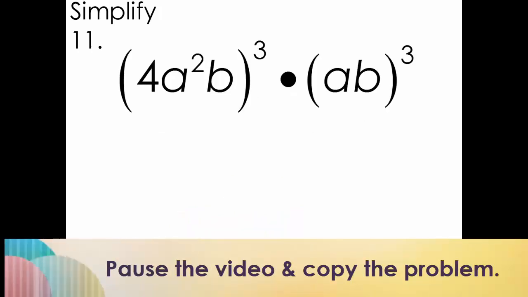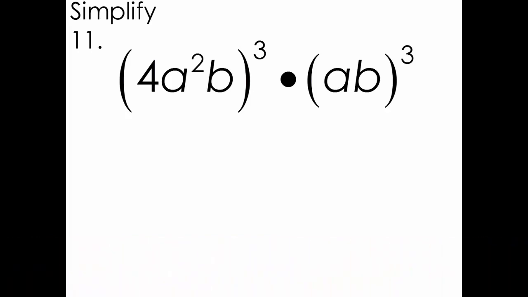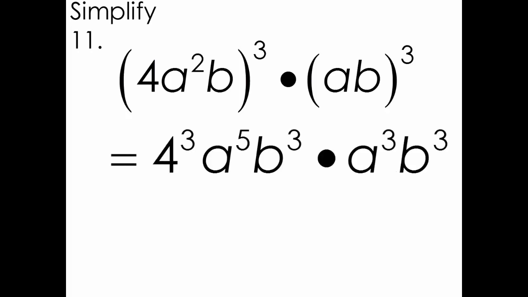Copy down example 11. This one you need to just take your time and do a little bit at a time. Take care of those third powers and then simplify your 4 to the third. We also have A's that are being multiplied and B's that are being multiplied, so we're going to add the exponents.